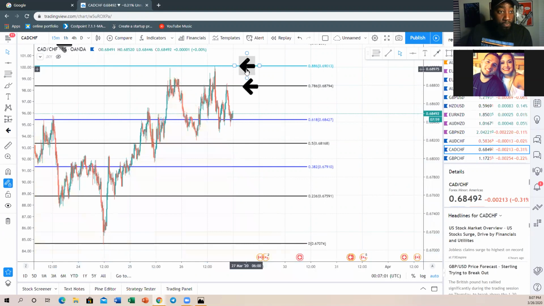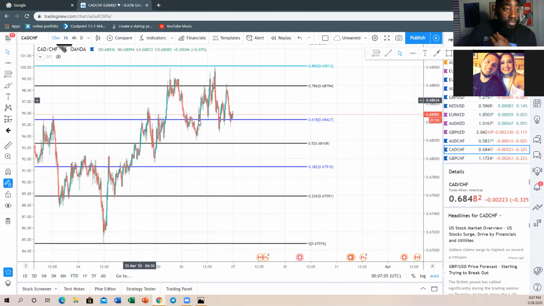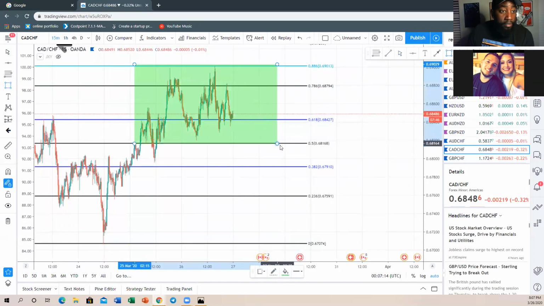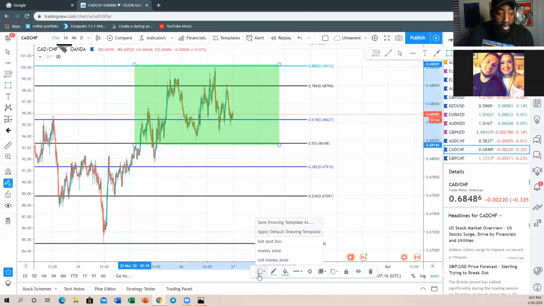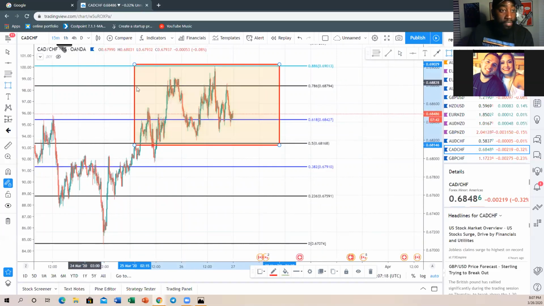Bam. So you guys will look and see that this was our C point. Let me box this out real quick. This was our C point right here, right? You guys following me? This is our C point of our big Gartley right here. Let me make this a hot spot. Bam, that's our C point.